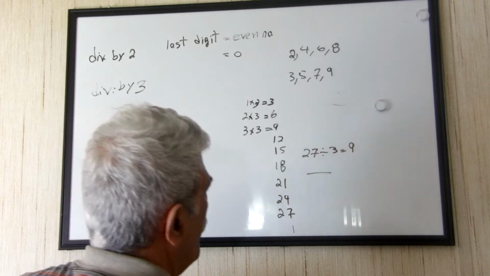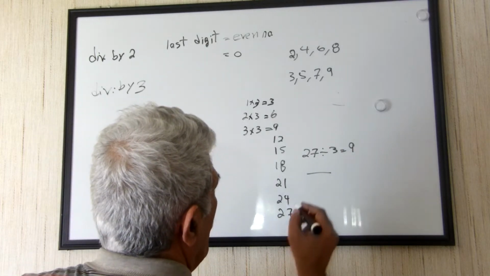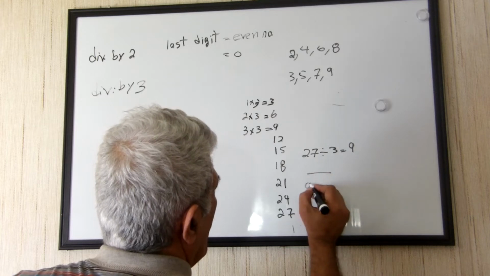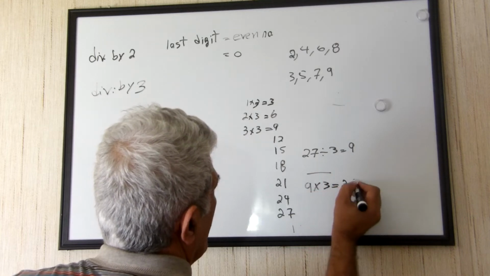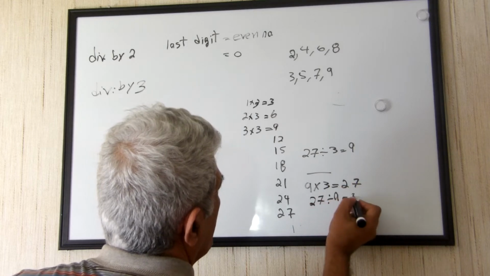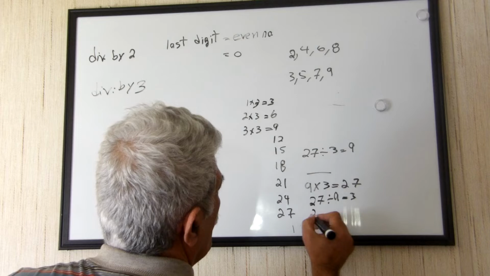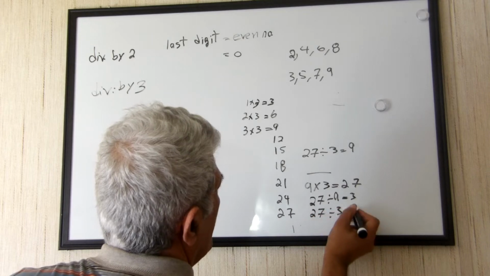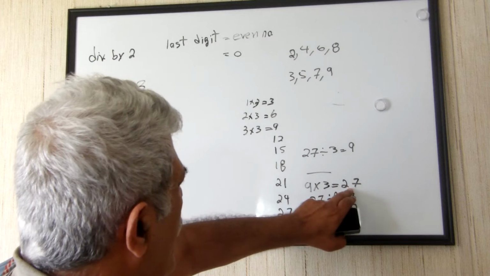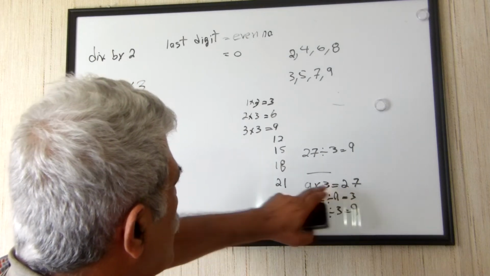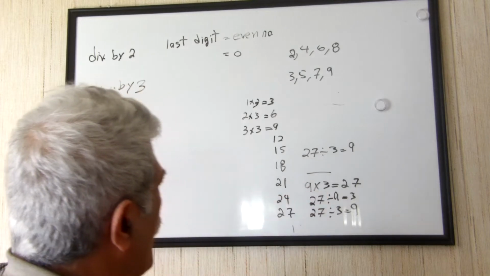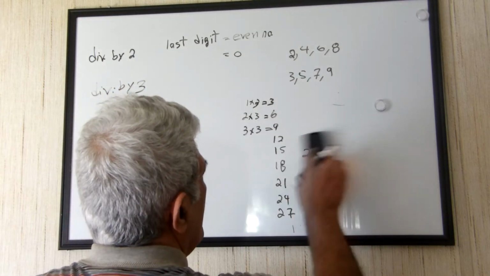Or you can write it this way: 9 times 3 is equal to 27. And if you divide 27 by 9, you're going to get 3, or 27 divided by 3 is going to be 9. So 27 is also divisible by 9. You're going to get 3. So all the numbers that you see are divisible.